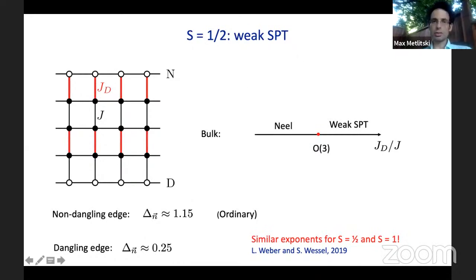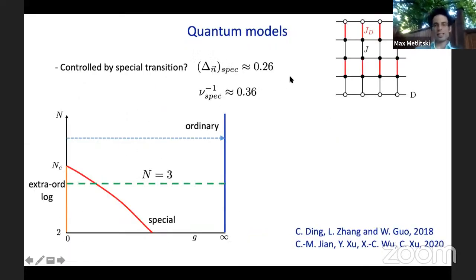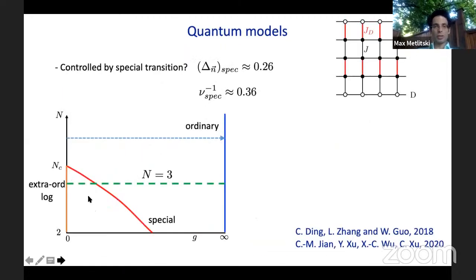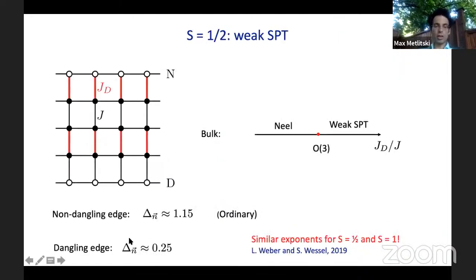Other questions about setup? Yeah. So this is the current best guess, that perhaps this dangling edge is described by the special fixed point. In particular, the scaling dimensions of the boundary spin seem to match. The puzzle is that for the special fixed point, you have to fine tune to be at the special fixed point. And in fact, in classical Monte Carlo simulation, it's quite clear that you need to fine tune. In these quantum models, you have this dangling edge seemingly without fine tuning.